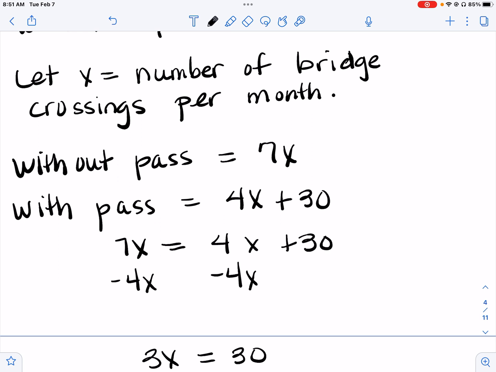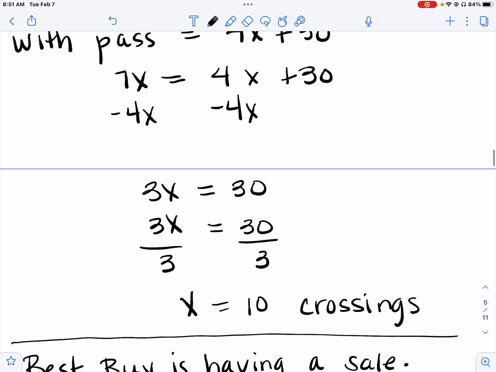So 4 times the number of crossings is 4x. How much you pay is the number of times you cross times the price per crossing. So when do those two things equal? You would subtract 4x on both sides. You get 3x equals 30 and divide. You get x equals 10.